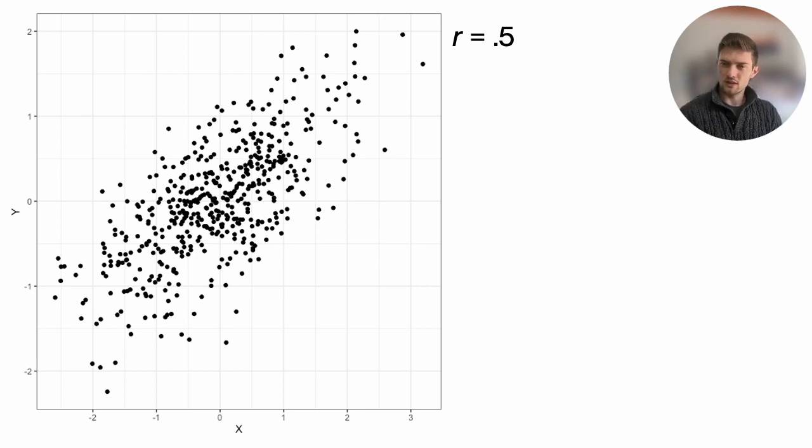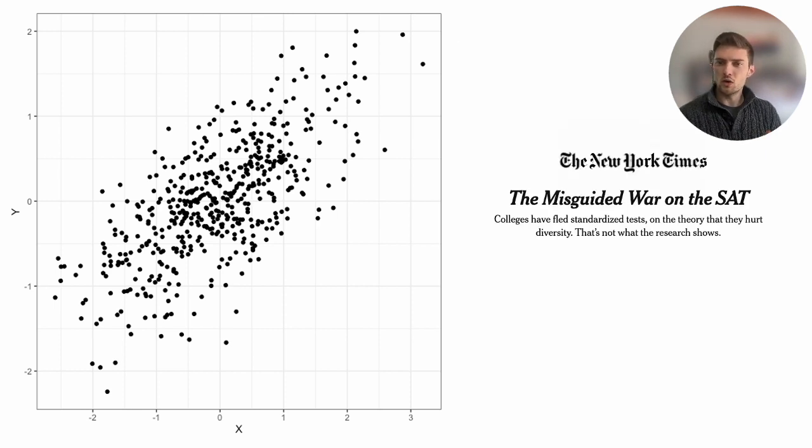Just to ground this kind of abstract idea in a more concrete example, imagine you're inspired by a recent New York Times article and you want to look at the relationship between SAT scores and college GPA. Basically, you want to know, does this test predict success in college? Imagine you're on an admissions committee and you want to know, how successful is this candidate student going to be at our school? Well, you could look at the SAT scores as a predictor of success.